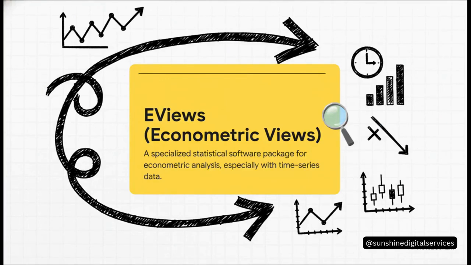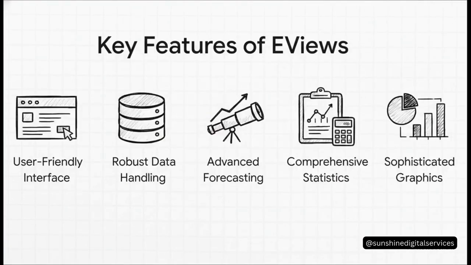The name, Economic Views, kind of gives it away. It was built from the ground up for econometrics, which is just a fancy way of saying applying statistics to economic data. It's especially good at looking at things that change over time, like interest rates or stock prices. So, what's its secret sauce? Why is it still so popular after all these years? Well, it's this awesome combination of being really user-friendly, you can click through menus to do powerful stuff, while having some serious horsepower under the hood. It can chew through huge data sets, it's loaded with advanced forecasting models, and it can whip up some pretty sophisticated graphs to help you actually see what your data is telling you.